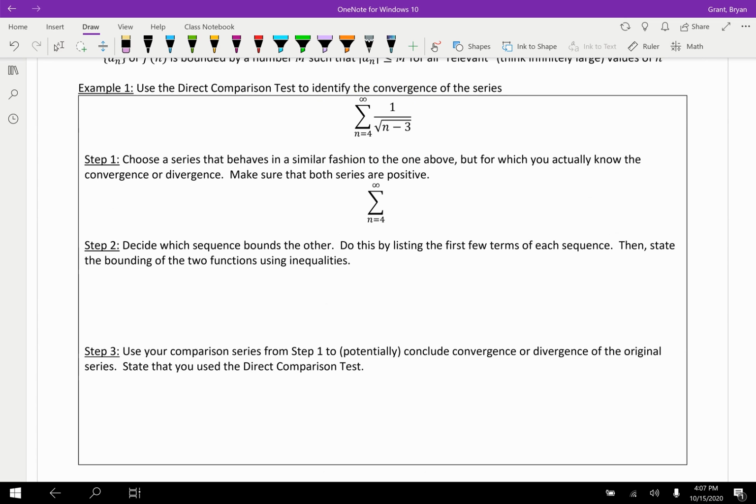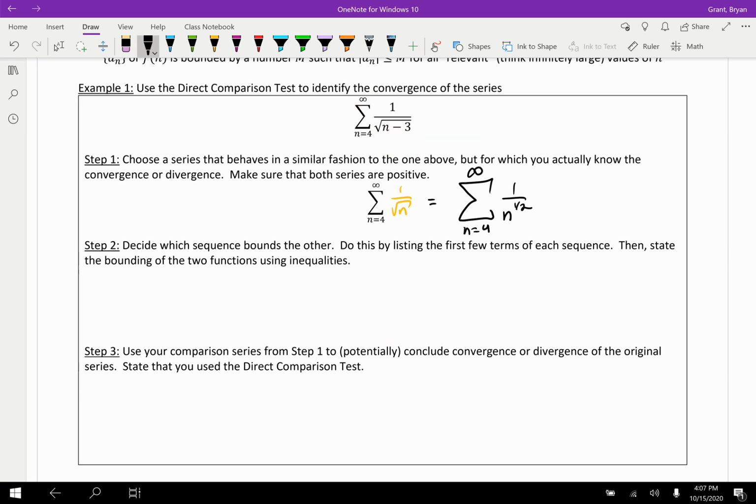Okay, now again, the tricky part first. We're going to choose a series that behaves very, very similar to this one, but for which we actually know the convergence or divergence. Well, to me, if we're talking about infinity, then I'm thinking dominance. I'm thinking probably the series of 1 divided by the square root of n. Or if we rewrote this, from n equals 4 to infinity, this would be 1 over n to the 1/2.